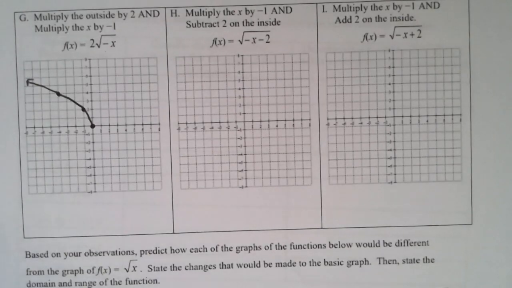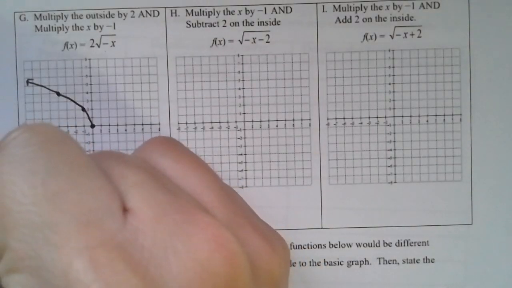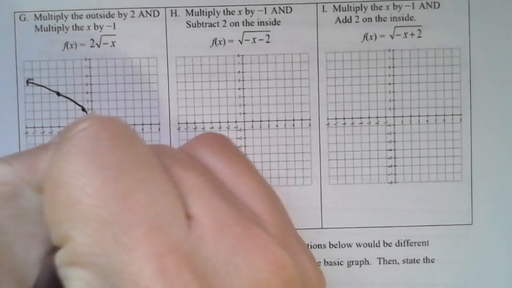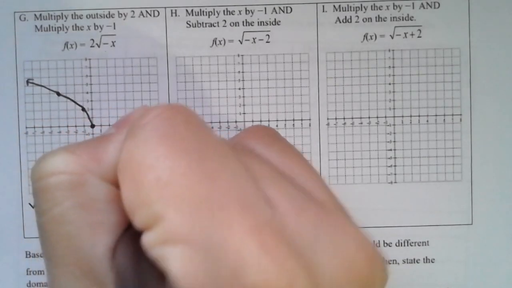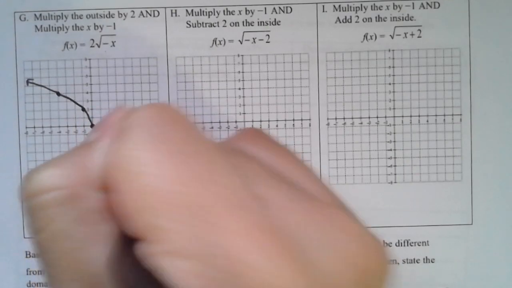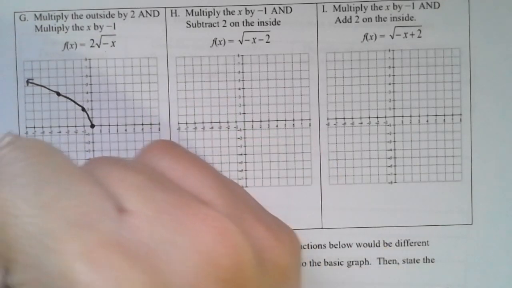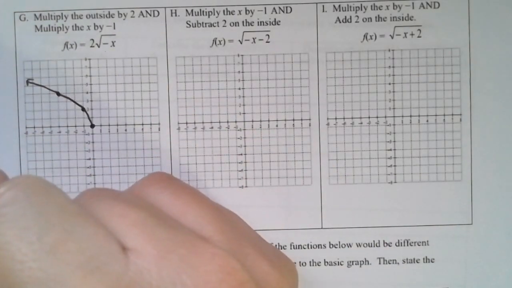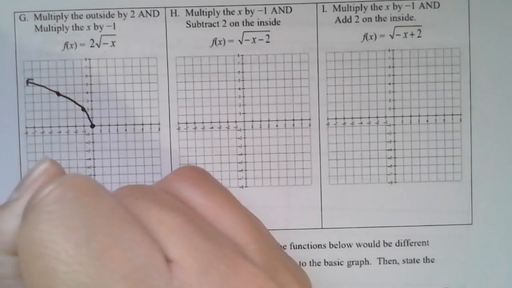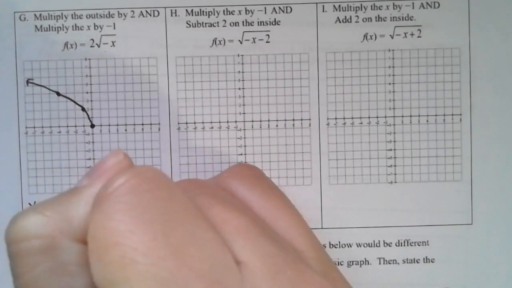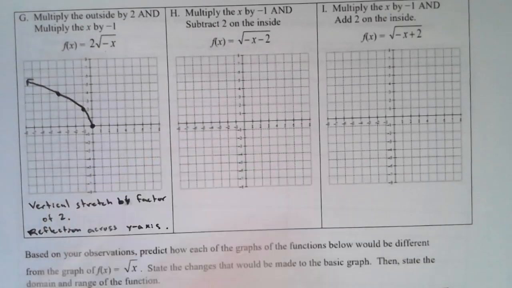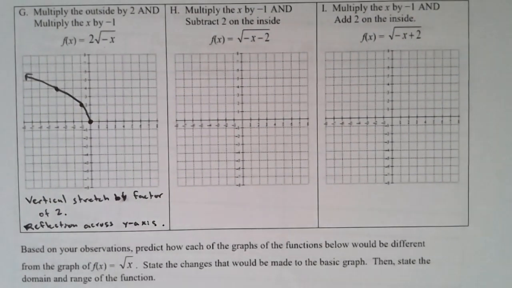So you have a vertical stretch by factor of 2, and then you have a reflection across the y-axis. Okay, so that's G. For H, it says multiply the x by negative 1 again and subtract 2 on the inside.